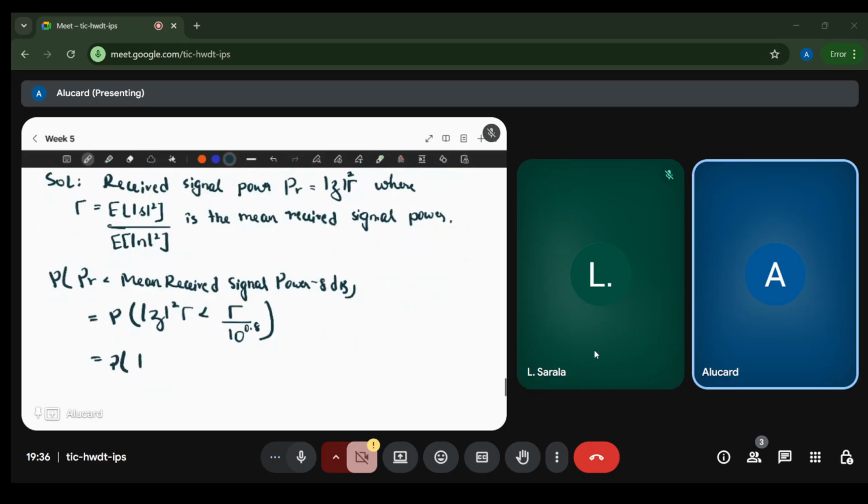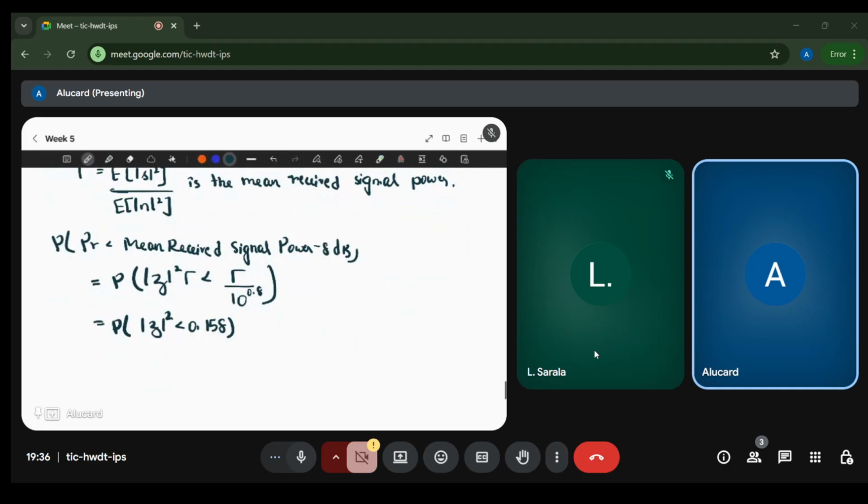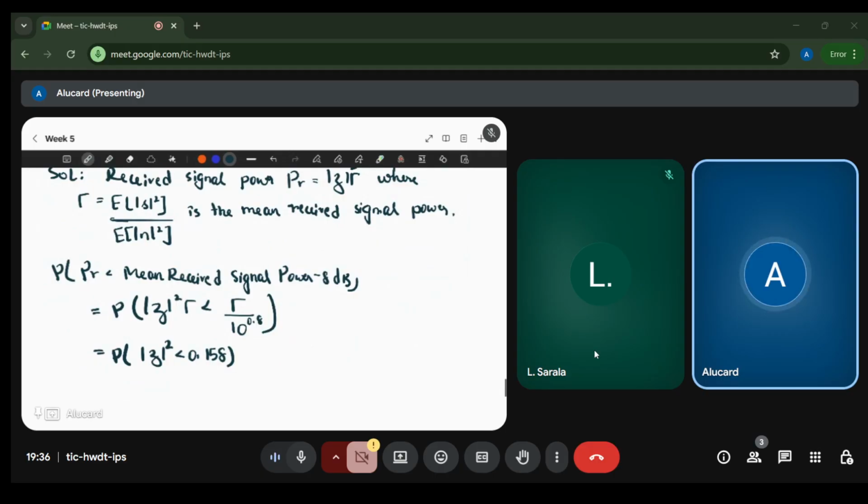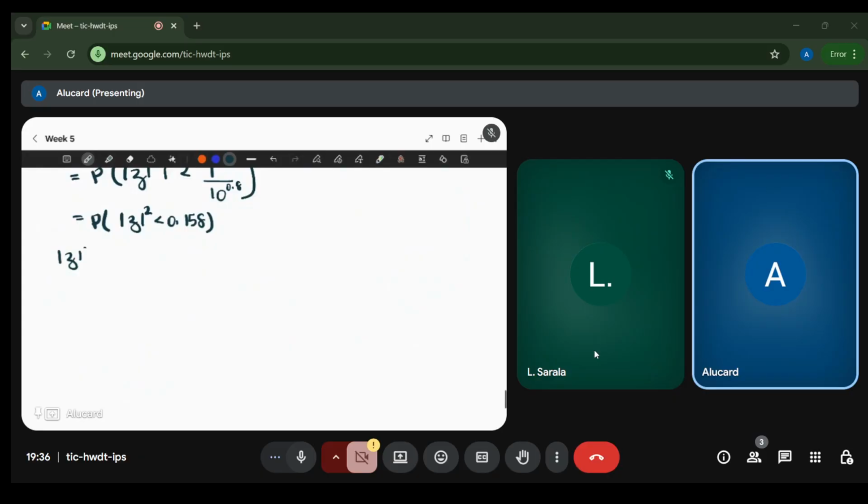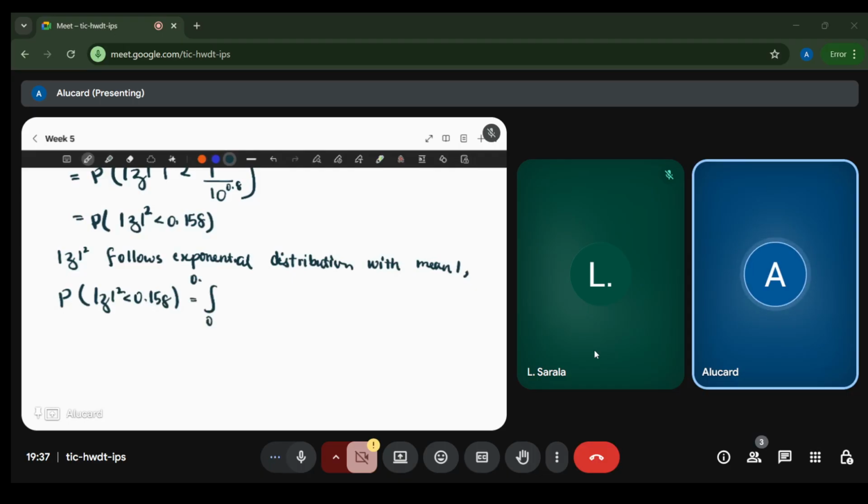And since mod z square will have exponential distribution with mean 1, the probability that mod z square is less than 0.158 is the integral from 0 to 0.158 of e power minus x dx, and you do the integral, you'll get the answer.